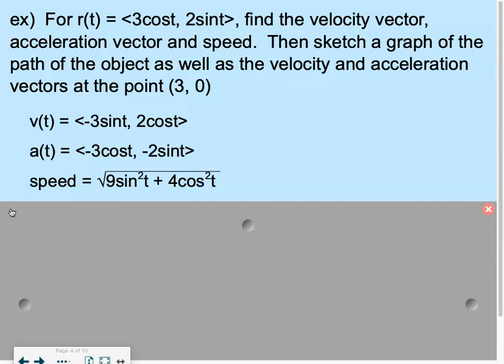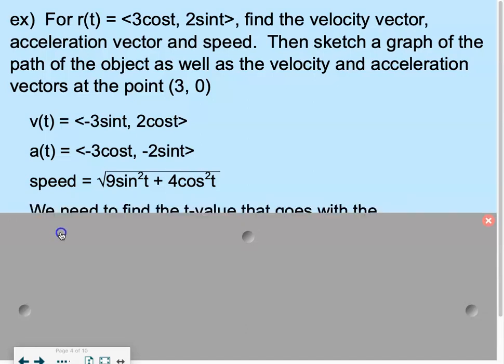I have a question. If this graph was the graph of 3 cosine t, 3 sine t, what shape would it be? It would be a circle. But it's not. It's 3 cosine t, 2 sine t. How do you think that's going to affect the graph? What do you think it is? It's going to be elliptical, right? A smushy circle. So, yeah.